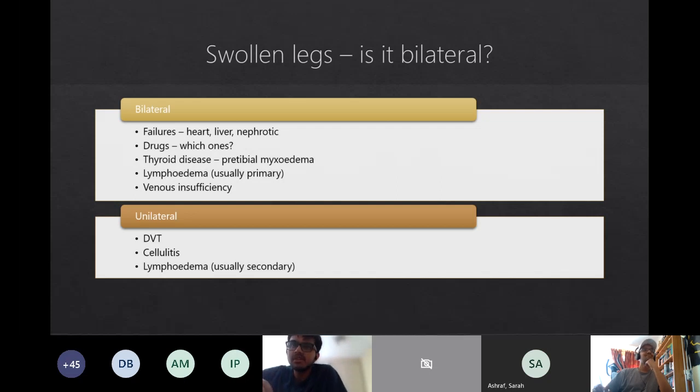What about some unilateral causes? The unilateral causes are more likely to be associated just with that one leg. So yeah, DVT and cellulitis is correct. Easily the two most important ones, and then again you can have lymphedema, and this time it's usually secondary. So lymph node resection is more likely to be a cause of a unilateral leg, but always think about that if they've had surgery in the past. The single most important thing to remember on this list is DVT. It's the one that will kill them the quickest.